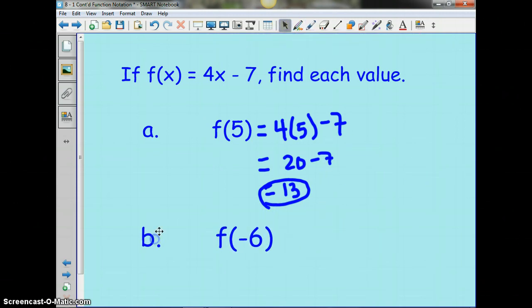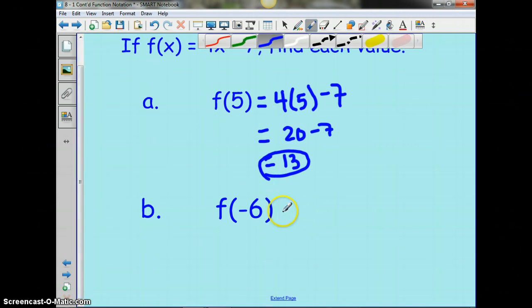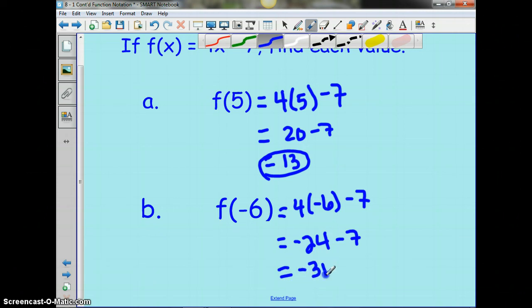Now let's try another one. F of negative 6. If we're going to plug in negative 6, we're going to take 4 times a negative 6 minus 7. So 4 times a negative 6 is going to be a negative 24 minus 7. Use your integer rules and you should get a negative 31. So that is your answer. So notice we're doing the same thing, plug and chug is what I like to call it, with the y, but now we use a big kid style, we use the function notation.